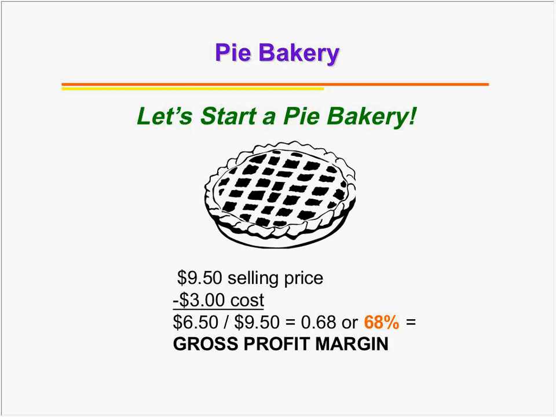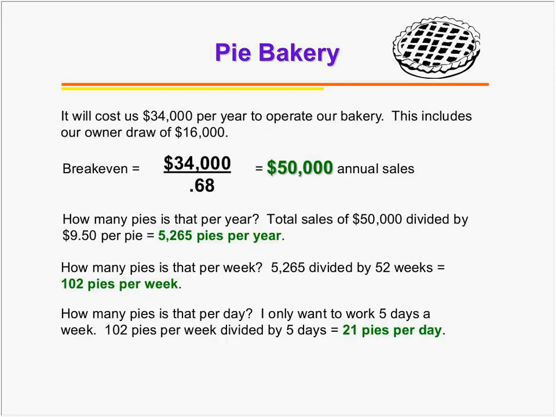This will give you another example. Well, it's a pie bakery. Pies for $9.50 each. Sometimes when I do this exercise, it really gets people thinking, and they're like, well, maybe I don't want to do that business. But the cost to make that pie is $3. So you've got $6.50 that you're making off the pie. So your gross profit margin is going to be 68% because you're going to divide that $6.50 by the $9.50 that you're selling it for.